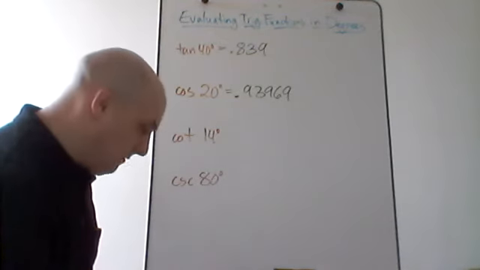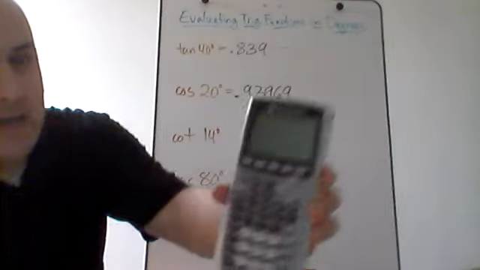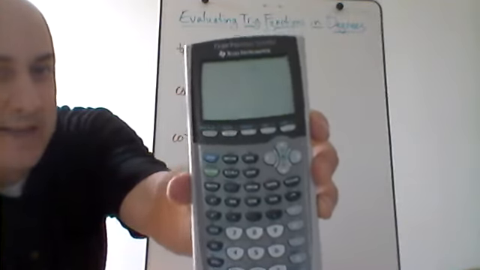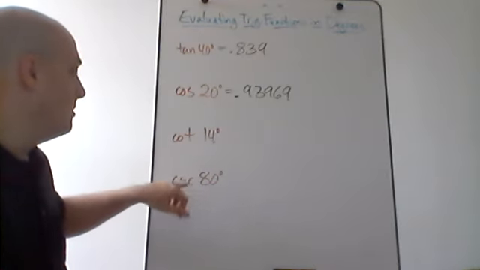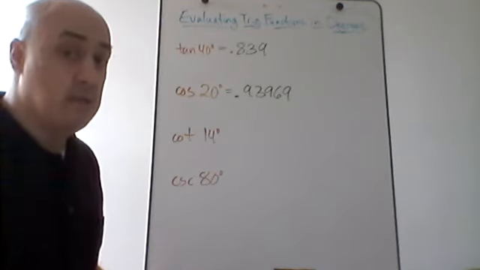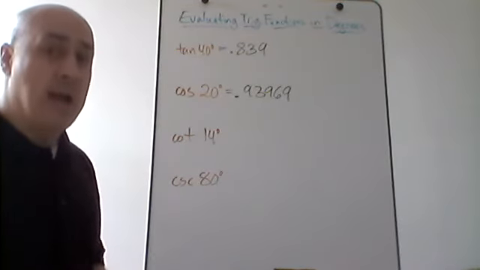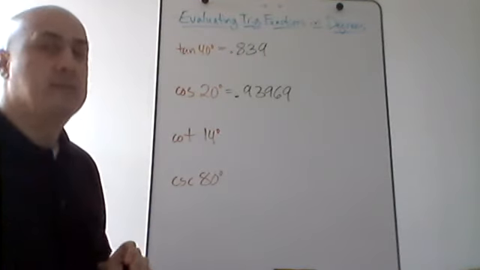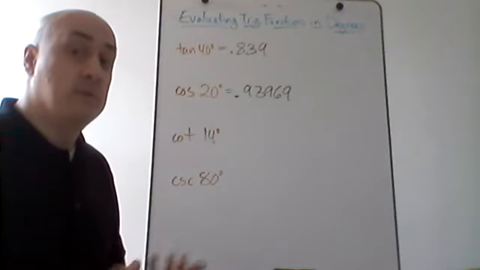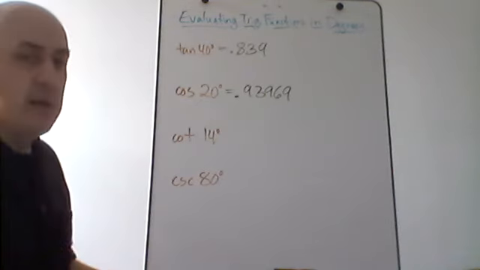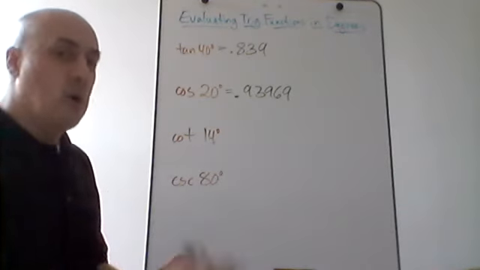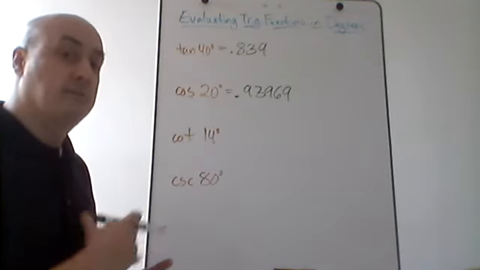Next one, cotangent of 14 degrees. Well, my calculator has a button for sine, cosine, and tangent. It doesn't have buttons for cotangent, cosecant, or secant. So in order to do those other three trig functions on my calculator, I have to use the reciprocal properties. This is also something I've talked about in other videos about trigonometry. So if you're not familiar with these reciprocal properties, go back and look at some of the other ones I did about the trig functions.